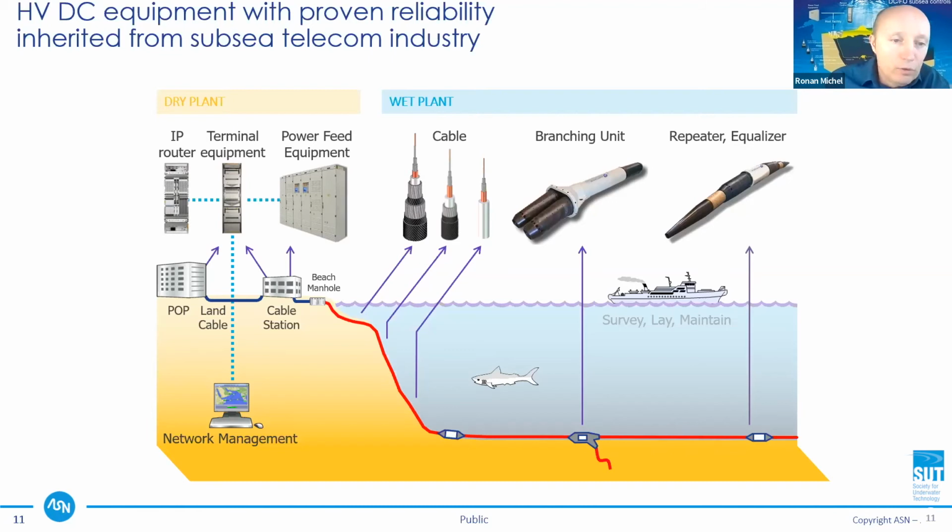On the top side of these systems, you have power feeding equipment, which is converting the grid power to high voltage DC power. You have terminal telecom equipment to pack as many wavelengths as we can into a fiber. And on the subsea side, you have what is called a branching unit, or we'll name it Y splice a bit later, which is basically building a branch to derive power and telecom from the backbone.